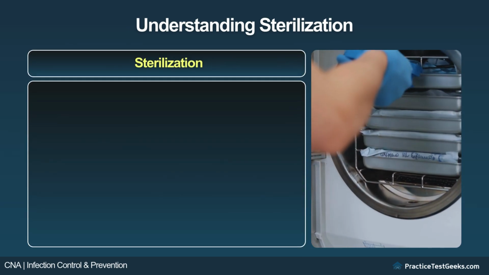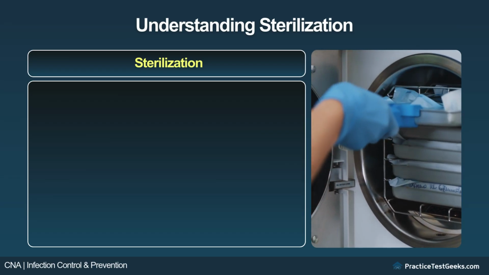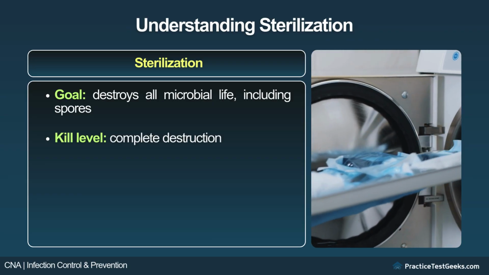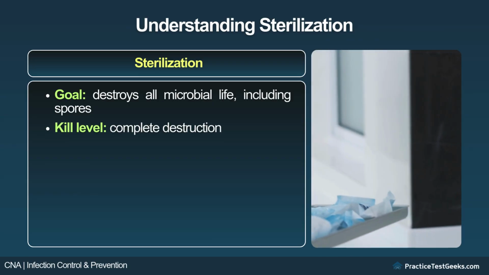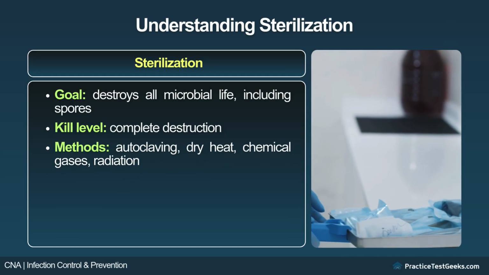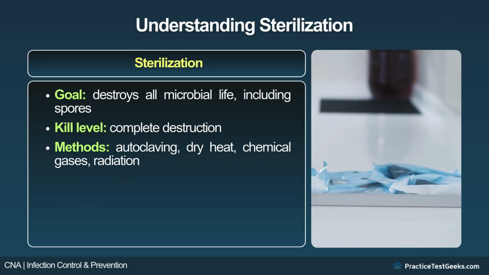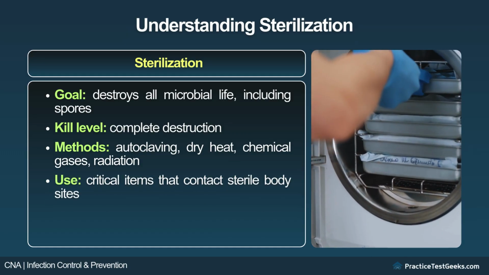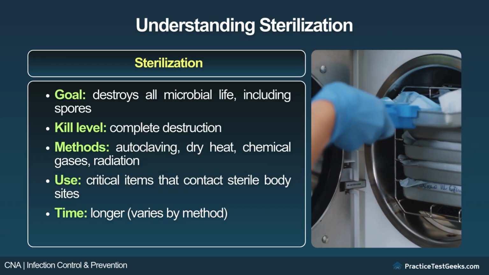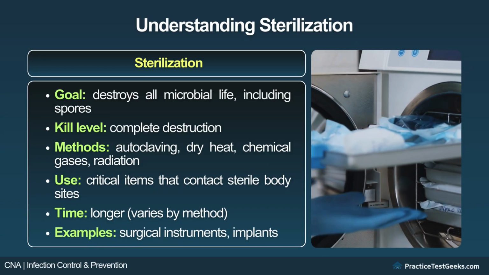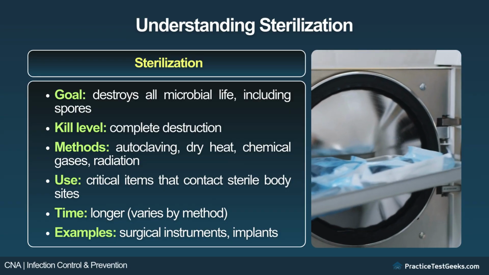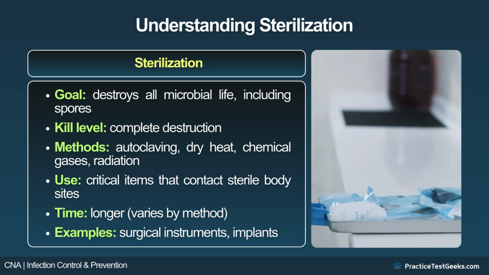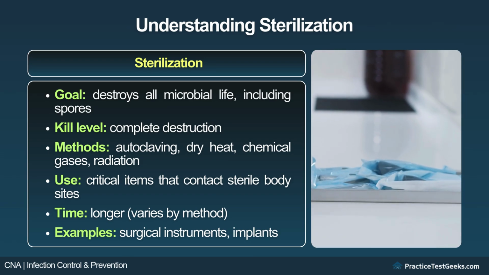Now let's move on to sterilization, which goes beyond disinfection. The goal of sterilization is to destroy all microbial life, including spores. Its kill level ensures complete destruction of microorganisms. Methods include autoclaving, dry heat, chemical gases, and radiation. Sterilization is required for critical items that contact sterile body sites. This process usually takes longer, varying by the method used. Examples include surgical instruments and medical implants. In short, disinfection lowers the risk of infection, while sterilization ensures absolute safety by eliminating all microorganisms.